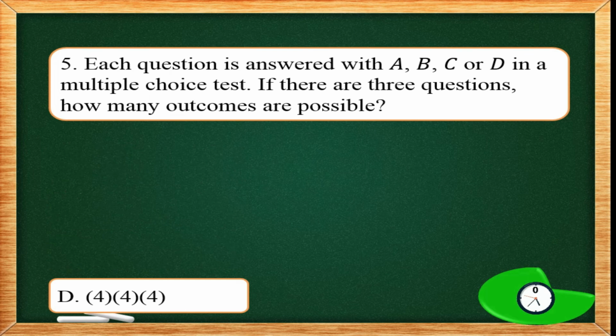You are correct if you have chosen D. 4 by 4 by 4. 4 possible answers for question number 1. Another 4 possible answers for question number 2. And another 4 possible answers for question number 3.